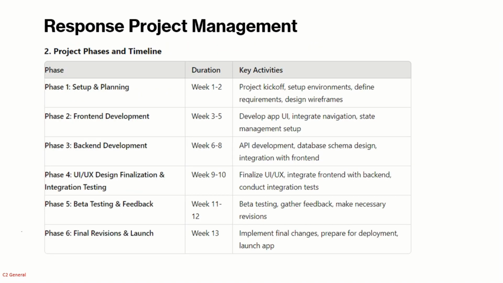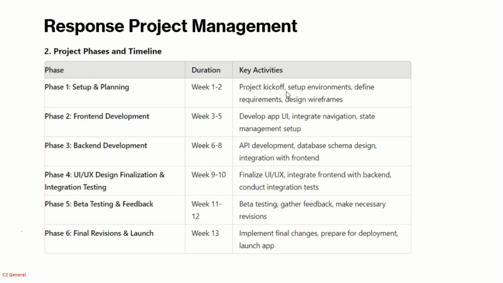Next, ChatGPT provides me the project phases and timeline, nicely formatted, and it gives me the various phases and the duration. So this is the 13-week project broken up into its phases and the key activities that need to be performed in each of these phases. So let's look at what the phases are.